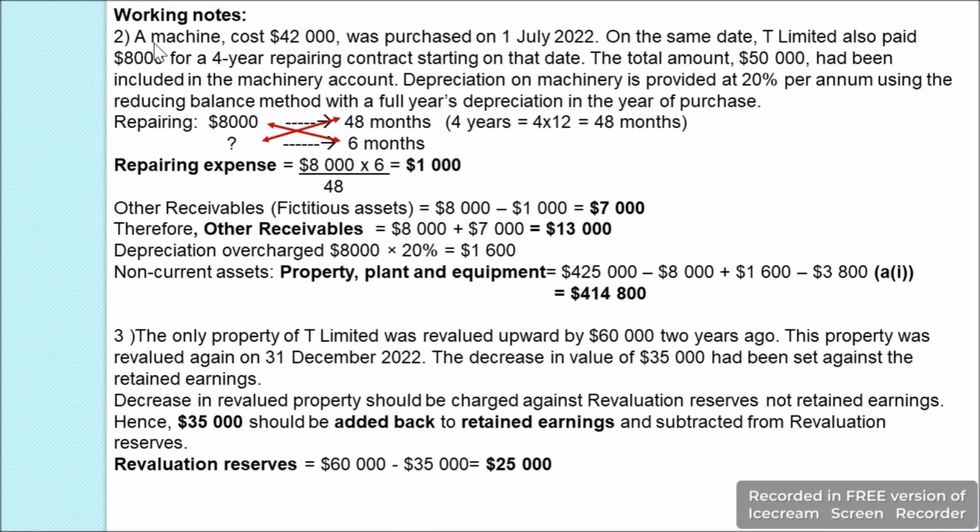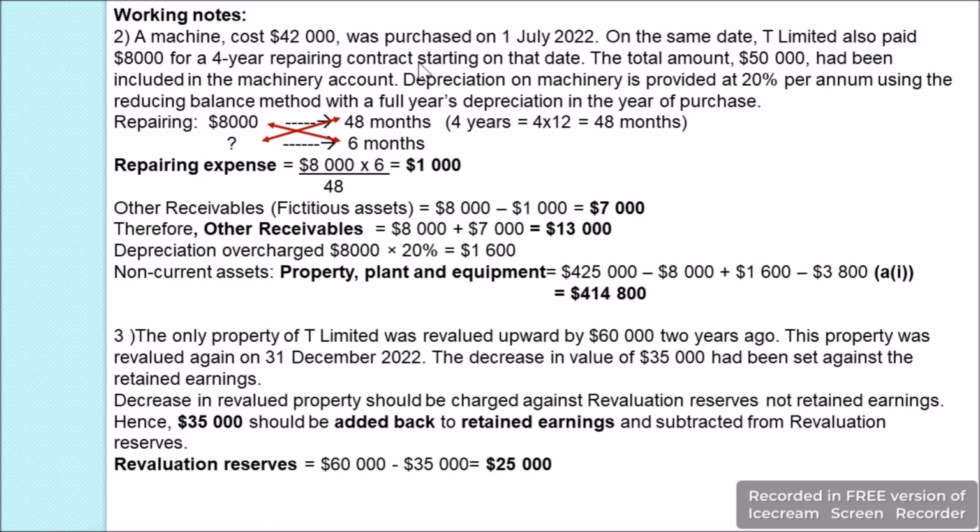The second additional information is a machine costing $42,000 was purchased on 1st July 2022. On the same date, T Limited had paid $8,000 for a 4 years repairing contract starting on that date. The total amount of $50,000 has been included in the machinery account. The depreciation on machinery is provided at 20% per annum using the reducing balance method with the full year's depreciation in the year of purchase.